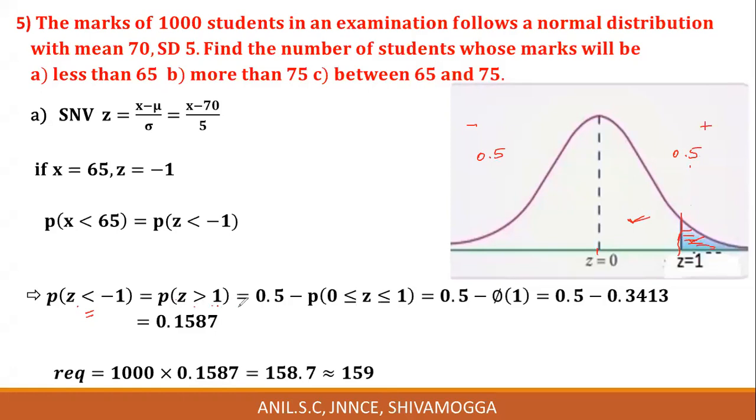Therefore, Z greater than 1 is equal to 0.5 minus this unshaded area, which is the probability from Z equal to 0 to Z equal to 1, P from 0 to 1. This is equal to 0.5 minus phi of 1. The table value of phi of 1 is 0.3413. 0.5 minus 0.3413 is 0.1587.